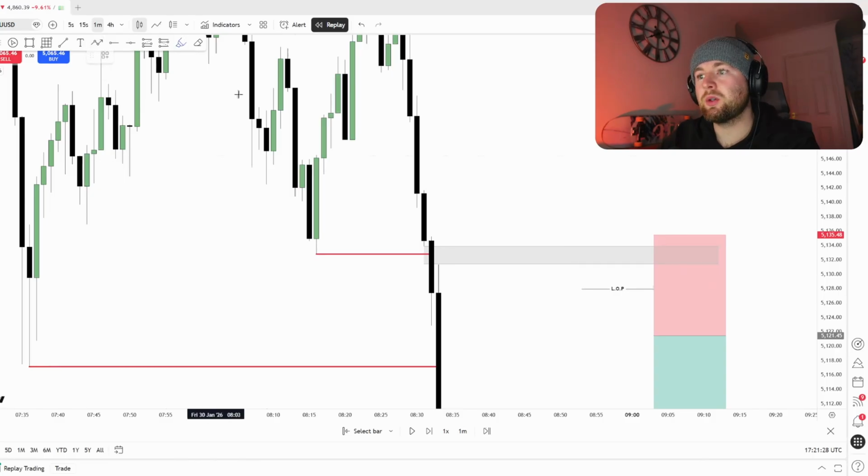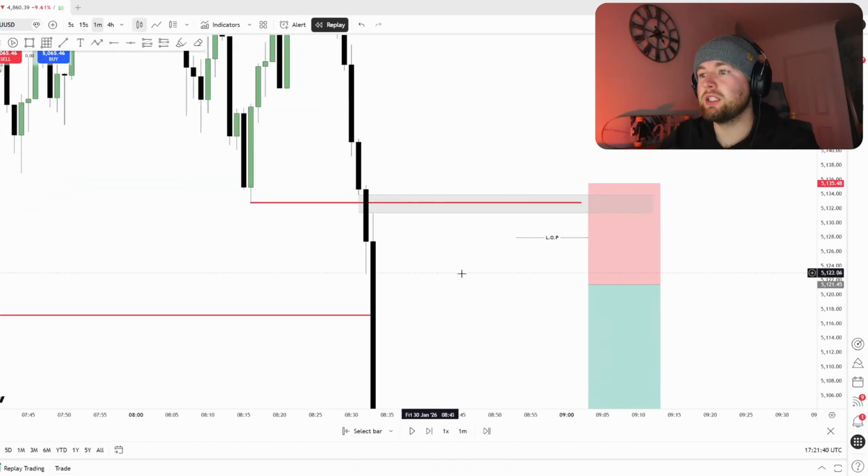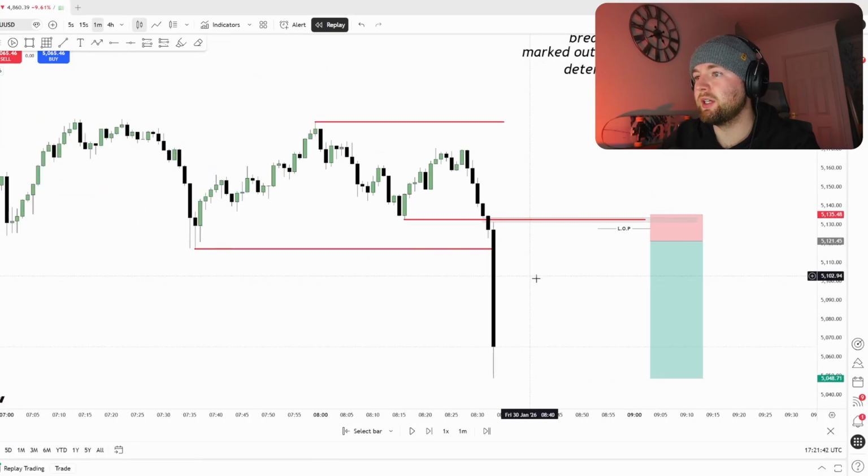But if you look, we do have a fair value gap, and what is it doing? It is sitting near this low right here. And when you drag it through, we have a fair value gap and a low crossover, which is really nice for that break and retest style of trading that I like to do.